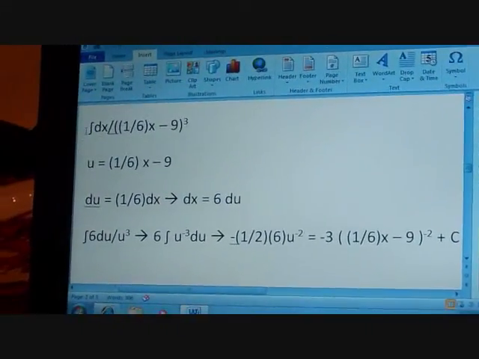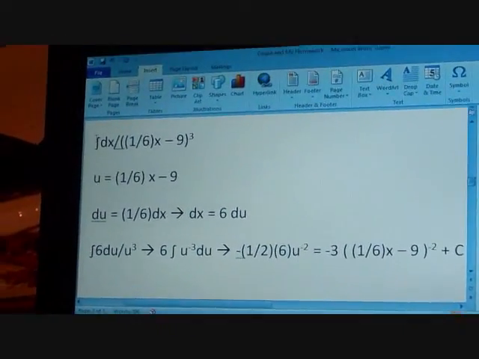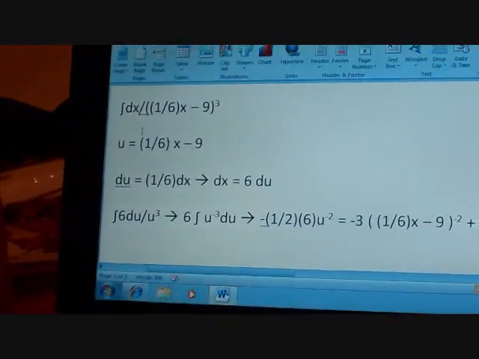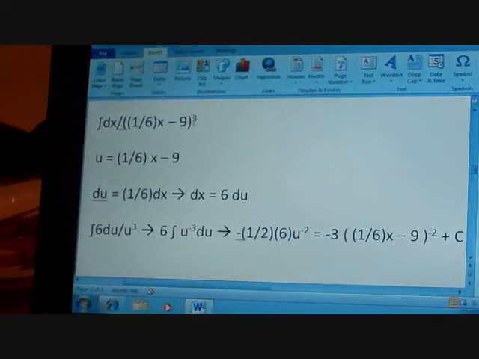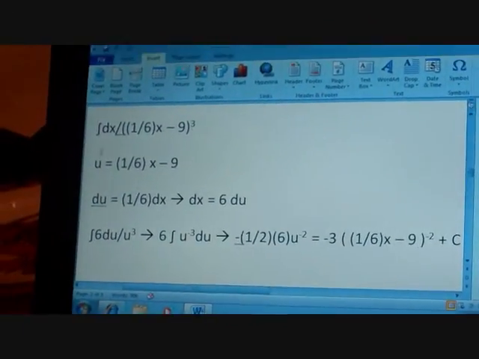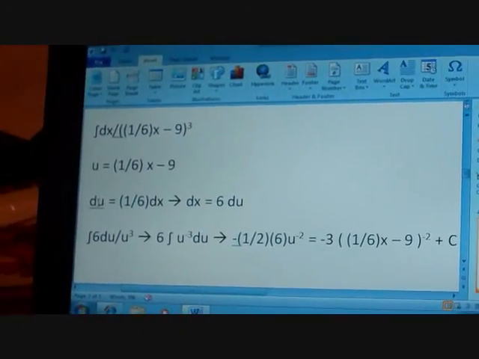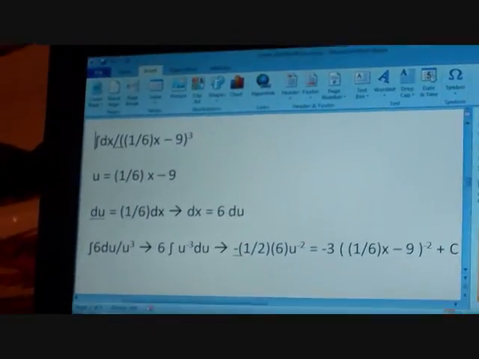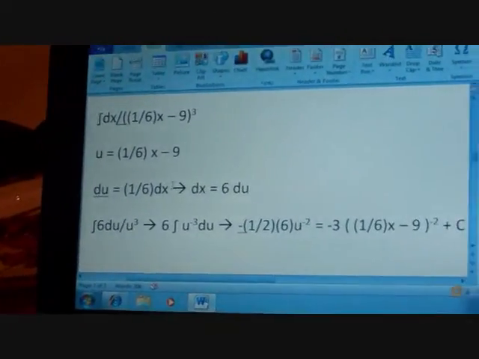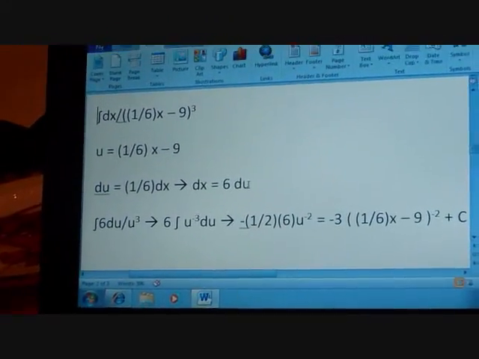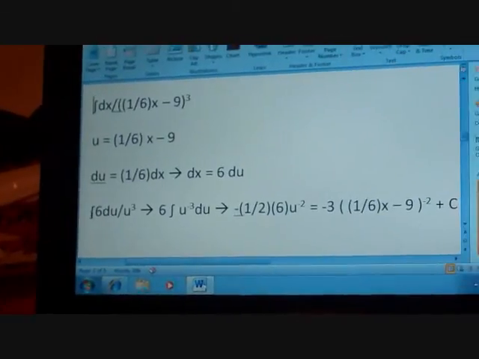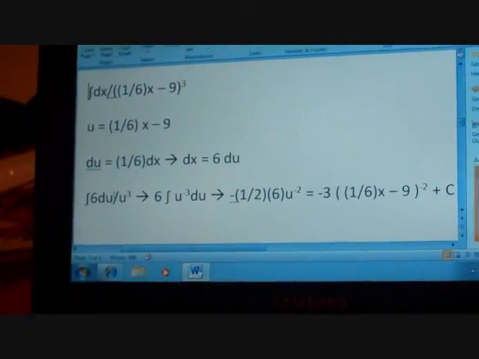Our example problem to go with example number 4 is the integral of dx over (1/6 x minus 9) cubed. Since 1/6 x minus 9 is on the denominator and also is under the exponent, we're taking that to be u. And taking the derivative of that, we get du equals 1/6 dx, which in turn becomes dx equals 6 du.